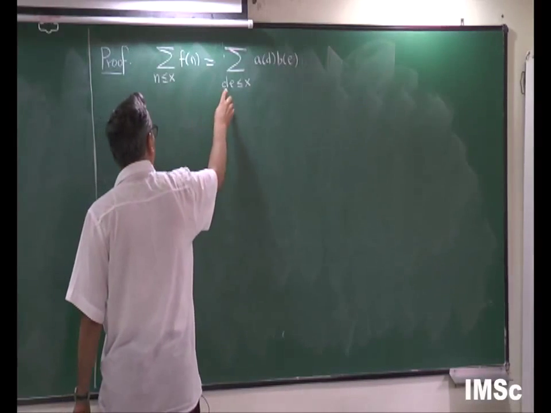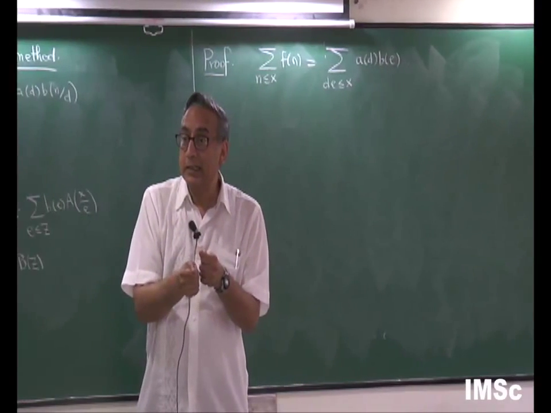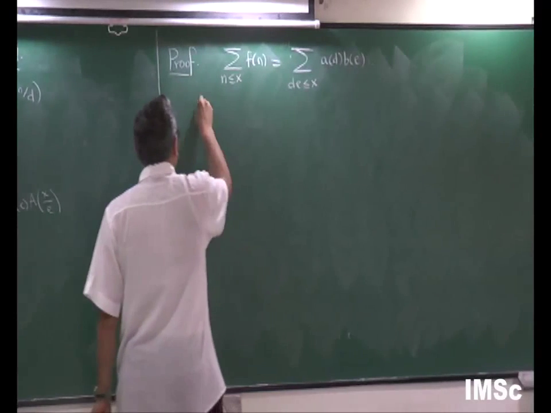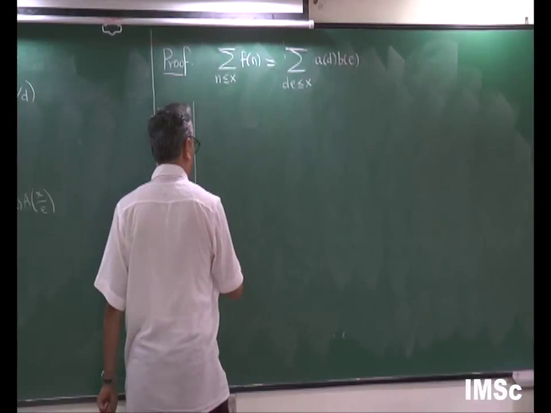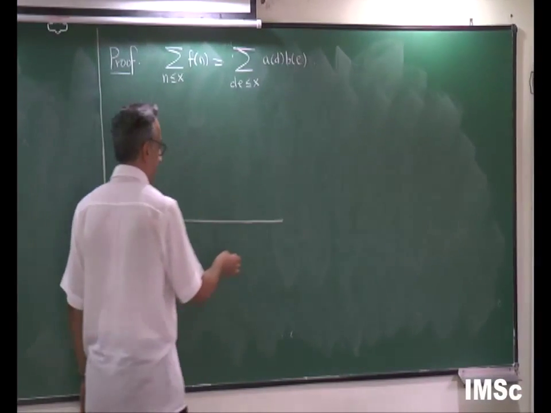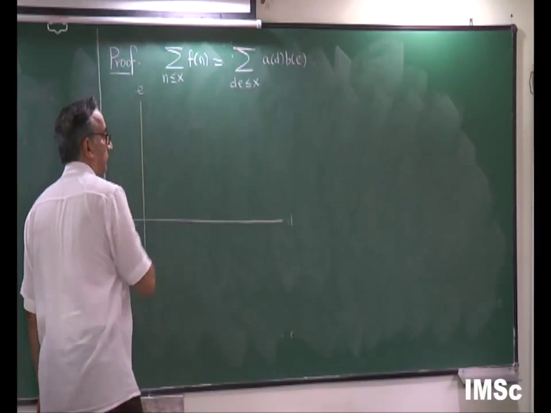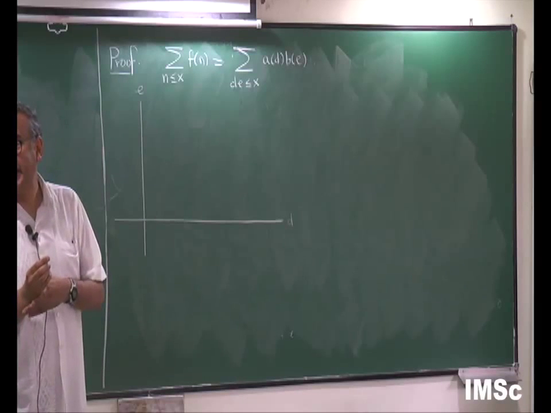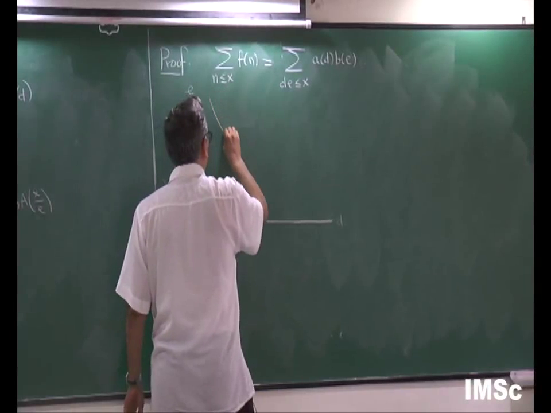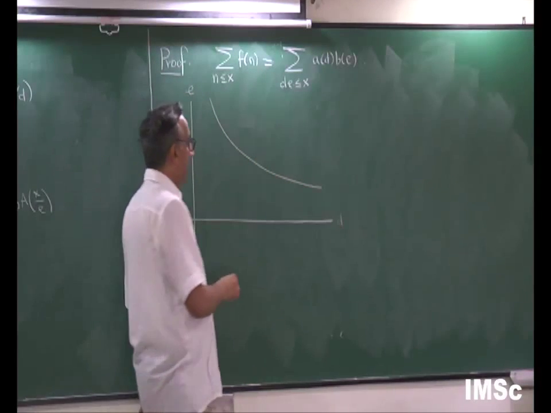What am I doing? I'm looking at all pairs of natural numbers d and e, such that the product is less than or equal to x. Okay, so let's draw a picture. And let's say this is the d-axis, and this is the e-axis. And the graph de equals x is a hyperbola. That's where the name comes from, the hyperbola method. This is d equals x.